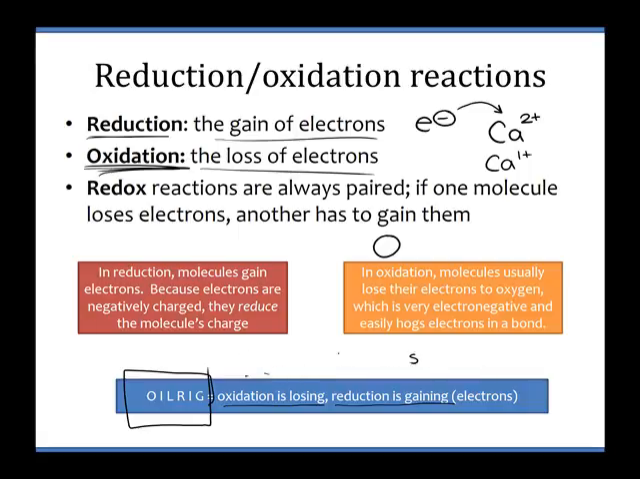Okay, so here's the thing about electrons though. They're energy. You can't just get rid of them, you can't destroy them, and you can't create them from nothing, first law of thermodynamics. So that means that if you are losing an electron, someone else has to be gaining it. Your loss is someone else's gain. So reduction and oxidation reactions are always paired. If one molecule is losing, the other is gaining. If one's gaining, someone else somewhere had to lose. Kind of like money.